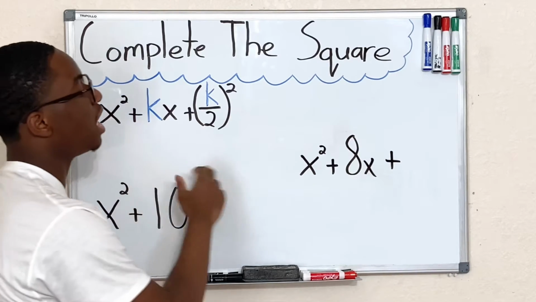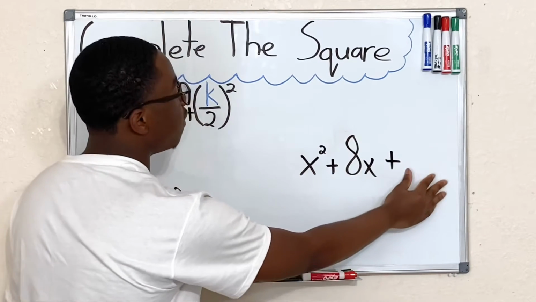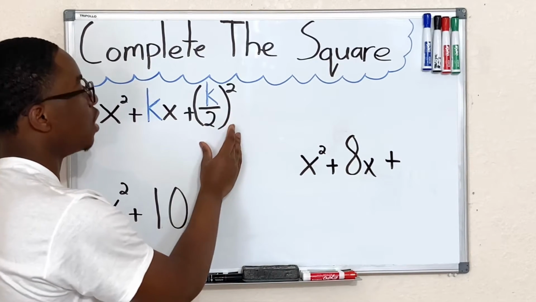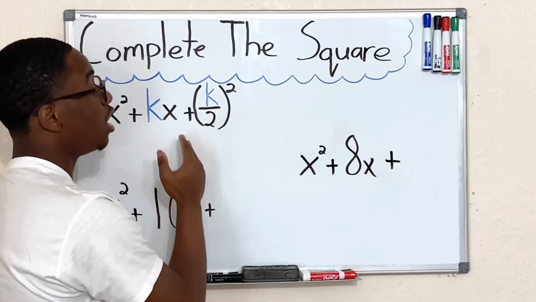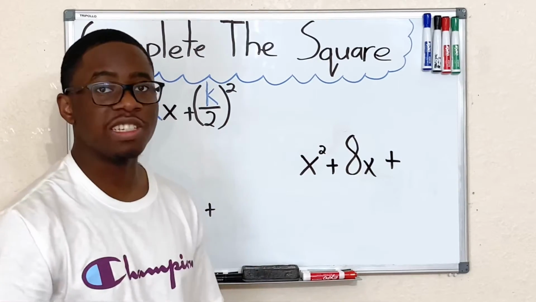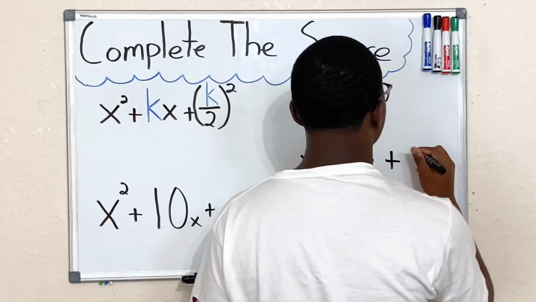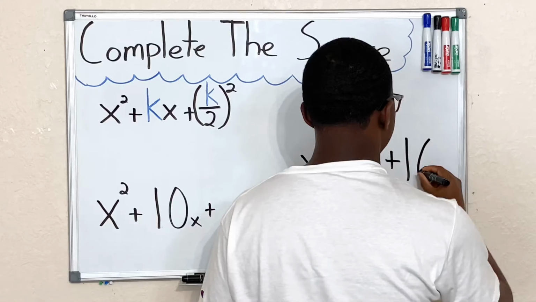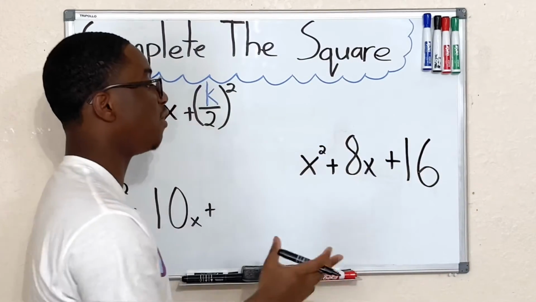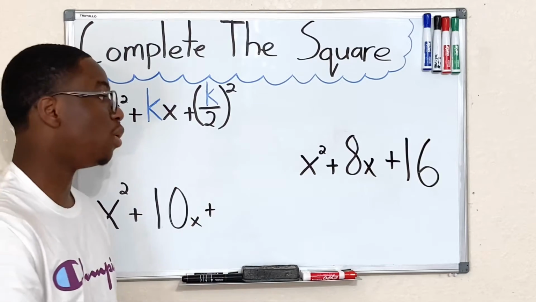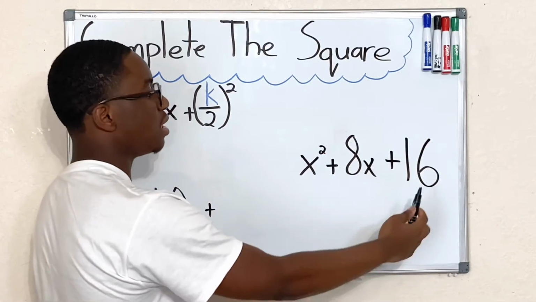Now we're going to try and solve for our missing value. So we're going to put 8 into this mini equation right here. So basically it's going to be 8 divided by 2, which is 4. And 4 squared is going to give us 16. Therefore, the missing value for this square is 16. So therefore, we completed the square by following this equation. It's that simple. x squared plus 8x plus 16.